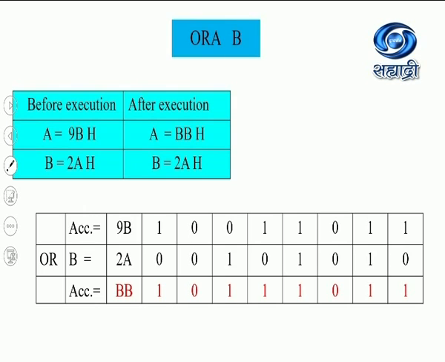Now we have studied OR gate in 11th standard. The logical equation for OR gate is Y is equal to A plus B. A and B are the inputs and Y is the output. Now the corresponding bits of accumulator and register B, we have to apply this logic equation.